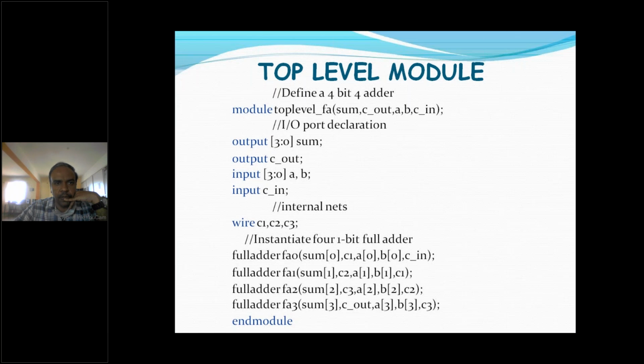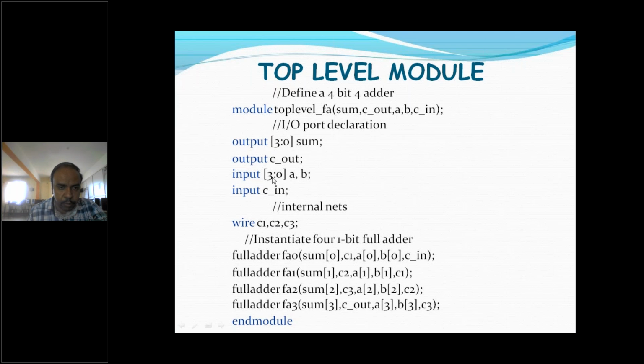Top level module. Again, it is for the 4-bit adder. Module top level sum, cout, A, B and cin. IO port declaration. Same. What is the limit here? Outputs are two here, sum and cout. Whereas sum can hold 4 bits at a time. Therefore, we are showing it as 3 to 0. 0 is the lower limit and 3 is the upper limit. And output is cout, meaning it can hold a single bit, because that is the carry part.